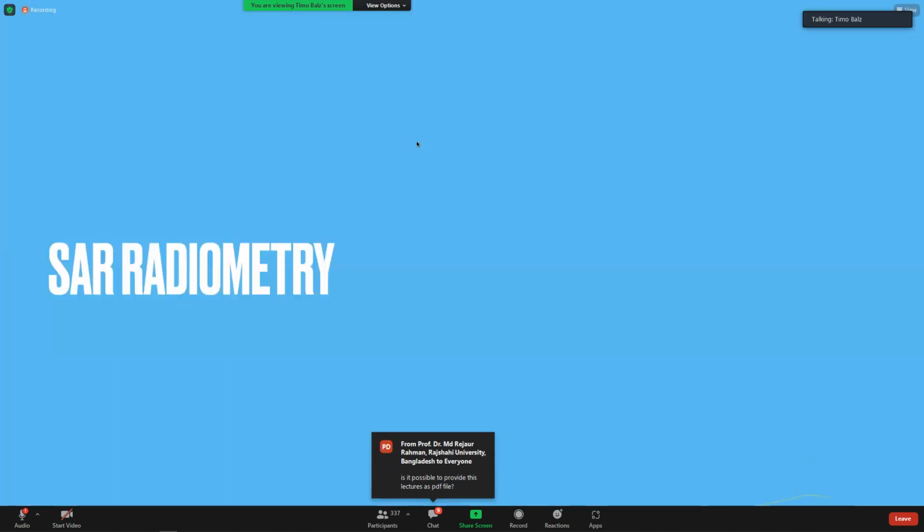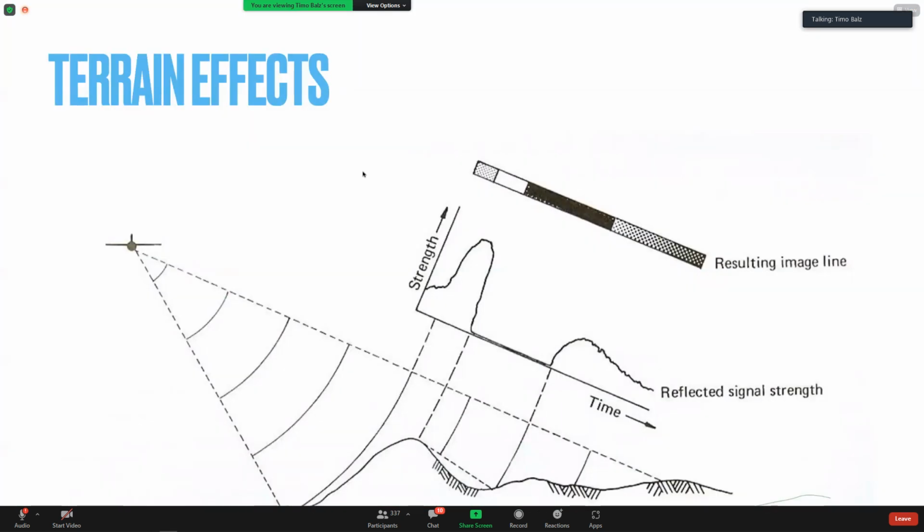All right, so let's talk a bit about the radiometry. We talked a bit about the geometry. Let's talk a bit about radiometry. So why is a pixel white and why is another pixel black? This is basically what we discuss here.